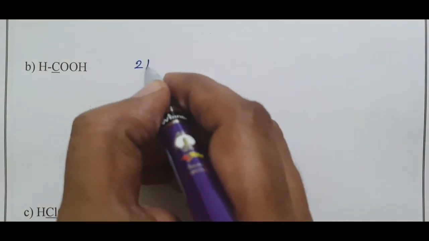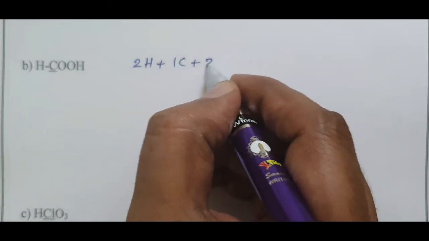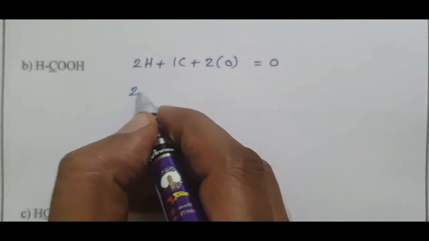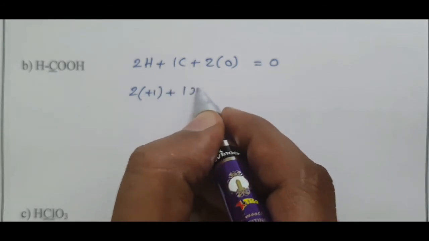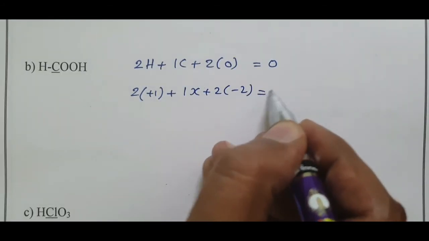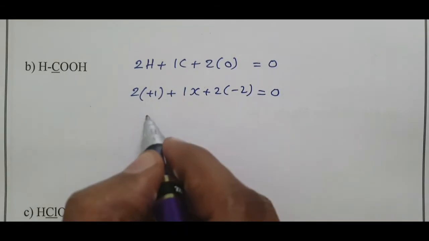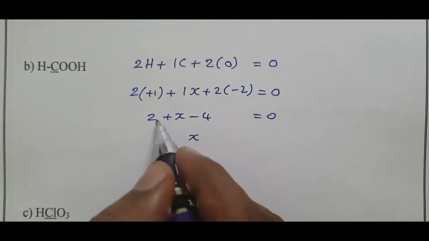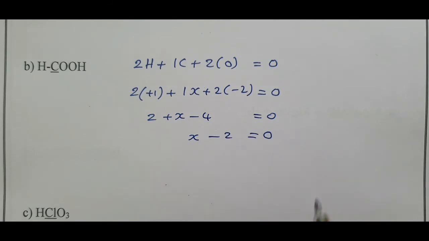As usual, separate the atoms. Formic acid contains 2 hydrogen atoms, 1 carbon atom and 2 oxygen atoms. The total oxidation state equals 0. 2 into hydrogen oxidation state +1, 1 into X, plus 2 into oxygen oxidation state -2, equal to 0. Here 2 + X - 4 equal to 0. X - 4 + 2 equals X - 2 equal to 0. So, when you bring the -2 to the right hand side, it becomes +2. Oxidation state of carbon in formic acid equals +2.